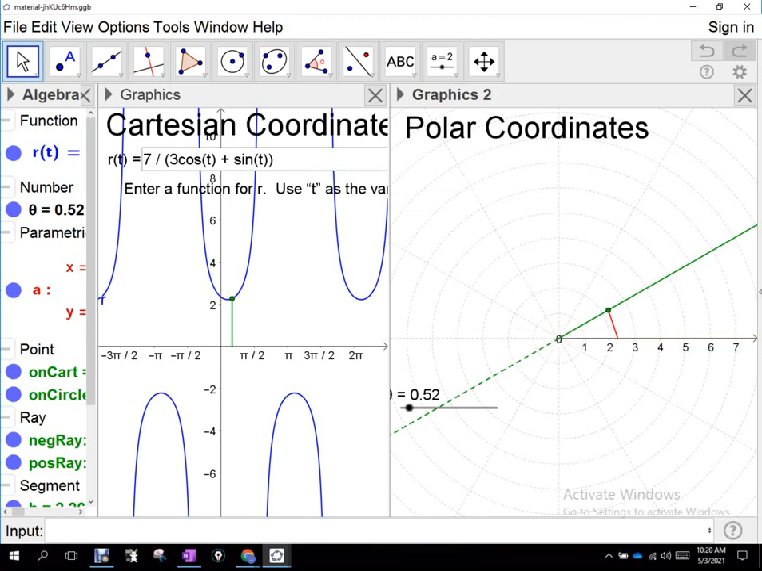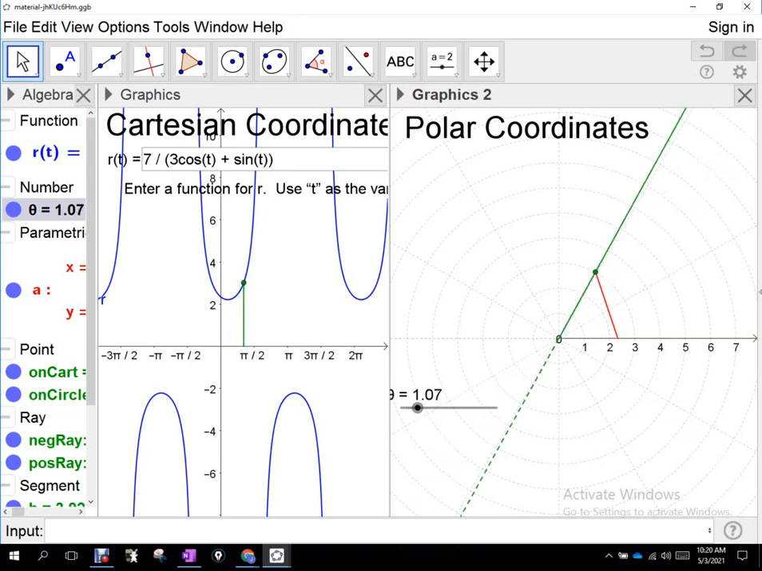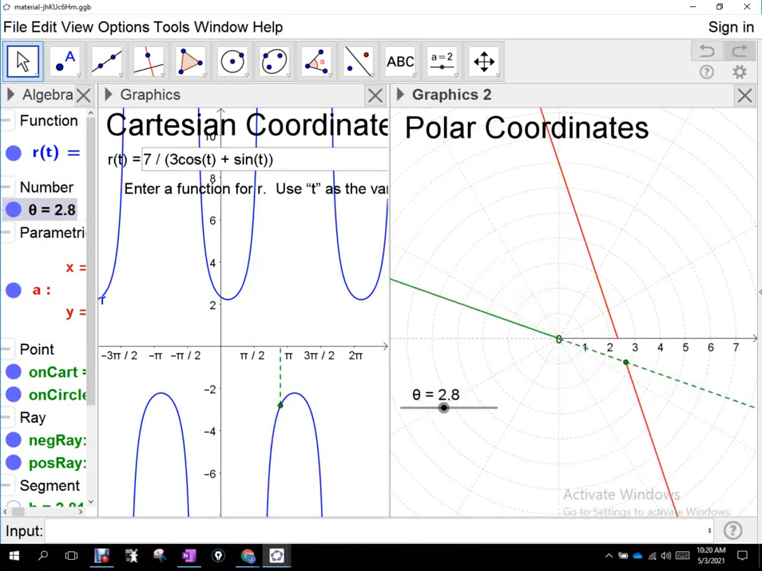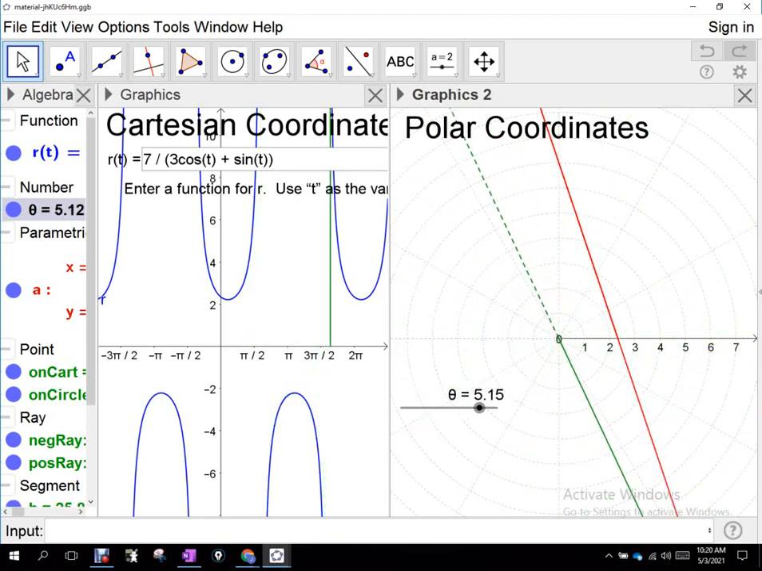And I keep doing that. So when I move this, what's happening is that we're capturing these thetas and plotting them against these y values over here. So what ends up happening is that we end up getting that red shape.